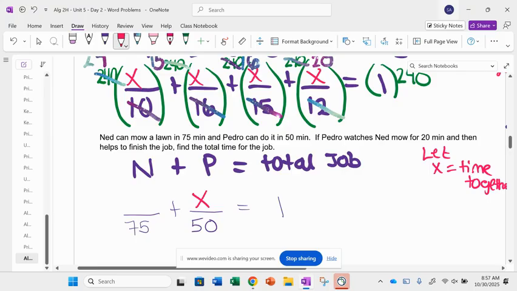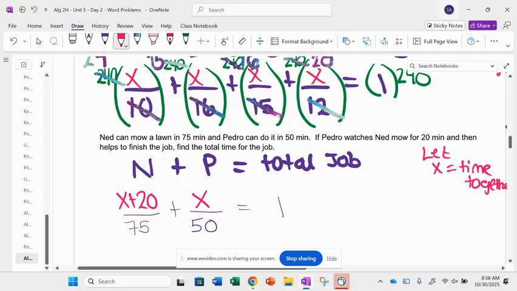But Ned, during their time together, was still working extra than Pedro. How many minutes extra? 20. So how am I going to represent that? No, x plus 20. Nope, 75 minutes, 50 minutes, right? Oh, okay. Very good. I see what you were thinking, though. That's good that you thought ahead like that, but no, this was all in the same units. Okay, and now we just solve.